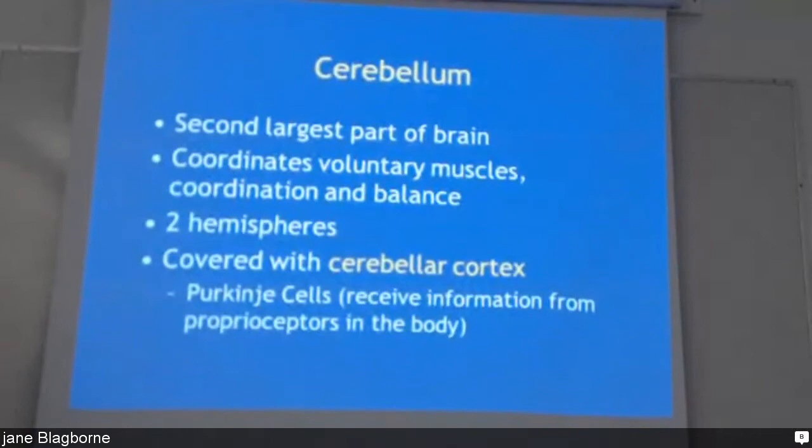The cerebellum, just to make sure you got it, it's not the cerebrum anymore, it's the cerebellum, is the second largest part of the brain. It's further back, the cerebellum.